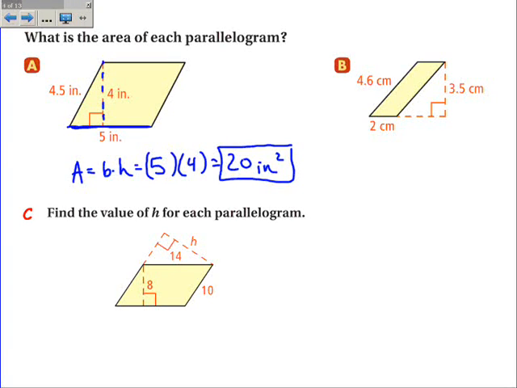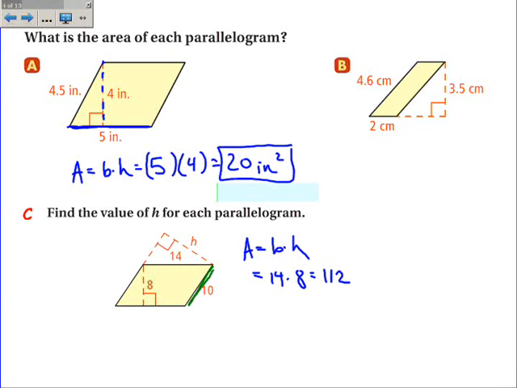We will first find the area of the parallelogram using the 2 dimensions that we know, meaning I know the base of 14 and I know the height of 8. So I can use those to find the area of the parallelogram. The area is base times height, or 14 times 8, which is 112.